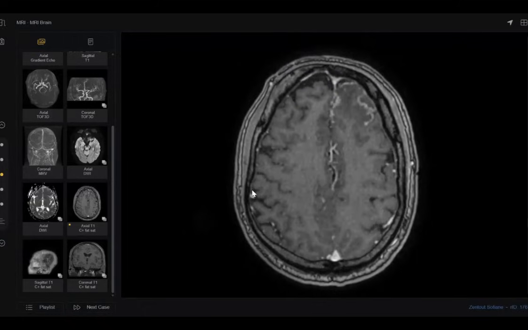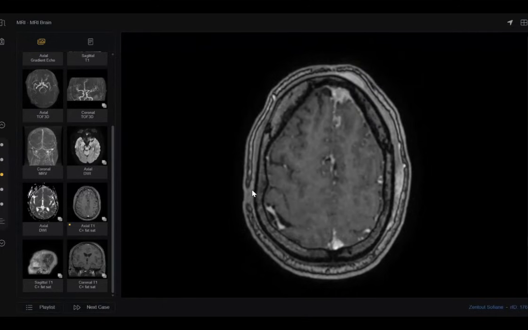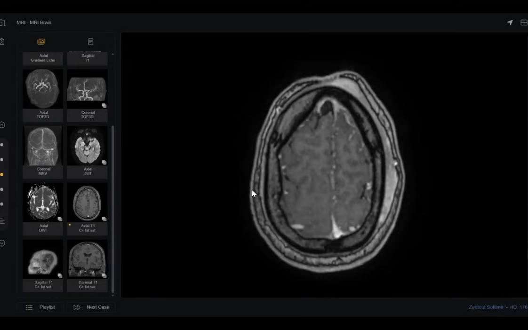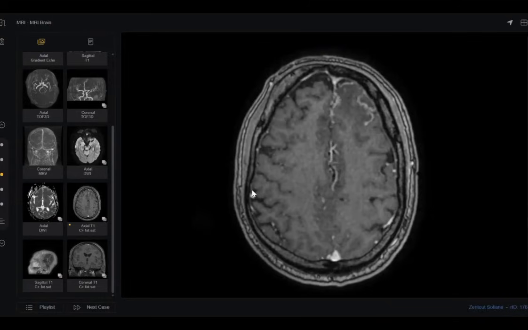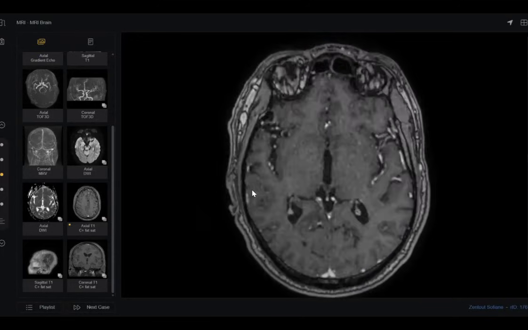I can see that there is a leptomeningeal enhancement in this location, and I can see vessels in the leptomeninges. Intraparenchymally, I don't see any enhancing lesion, but there is some focal leptomeningeal enhancement in this location with increased vascularity. So I'm thinking of a leptomeningeal process that is focally involving the left frontal lobe.